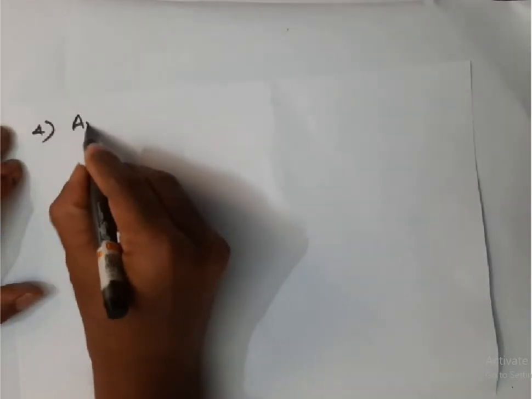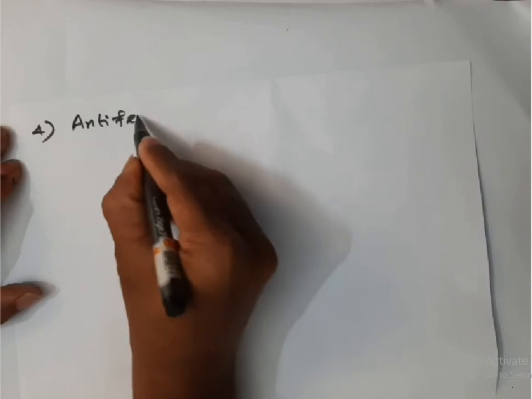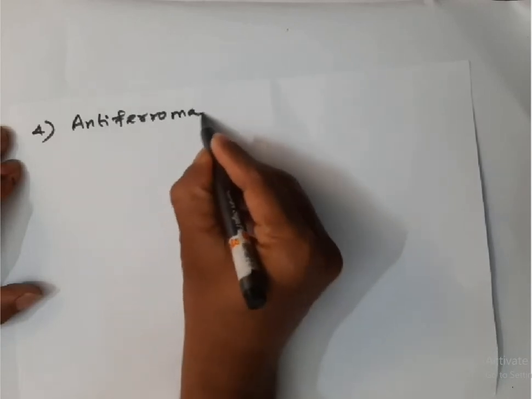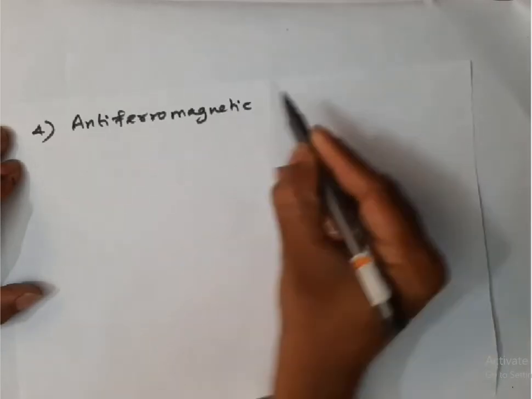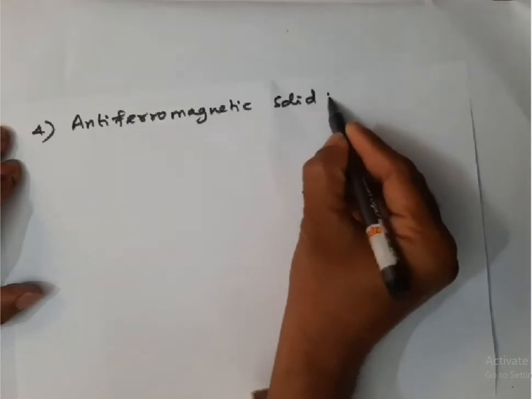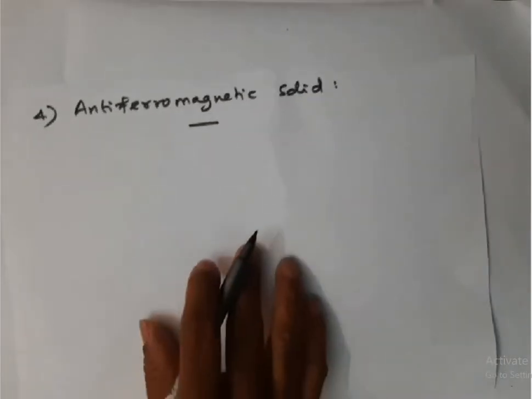Now let me start the next one, that is anti-ferromagnetic solid, or you can also call it anti-ferromagnetism. This is the fourth one, anti-ferromagnetic solid. What is meant by that?